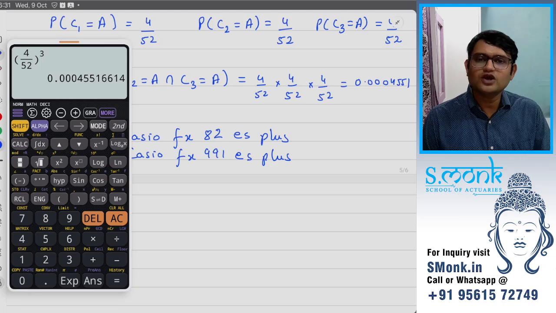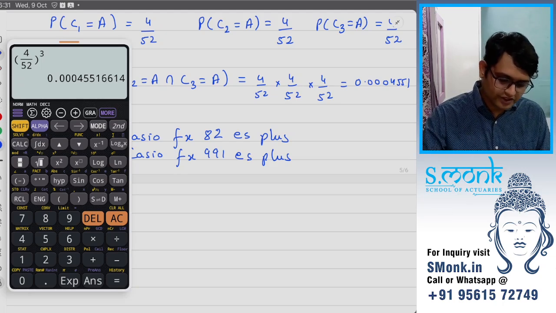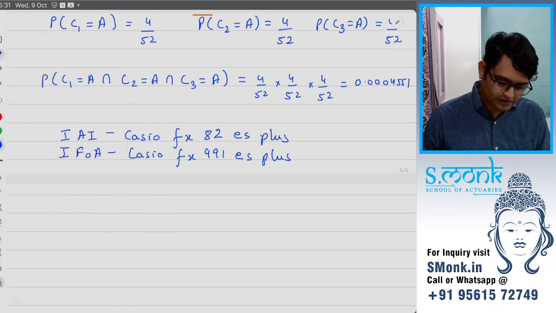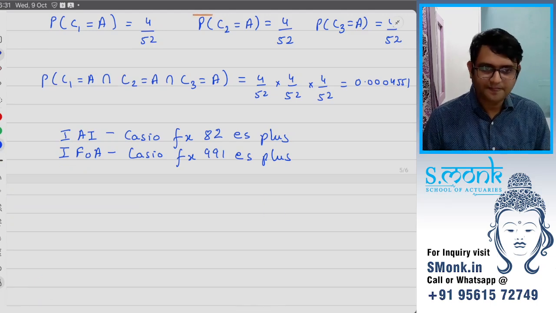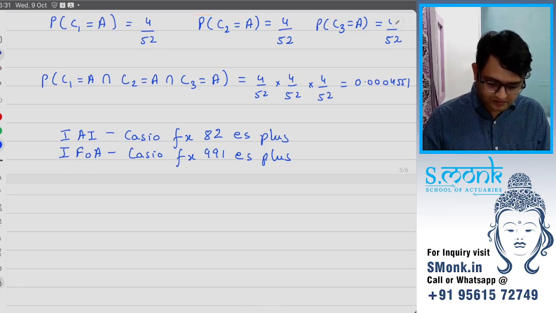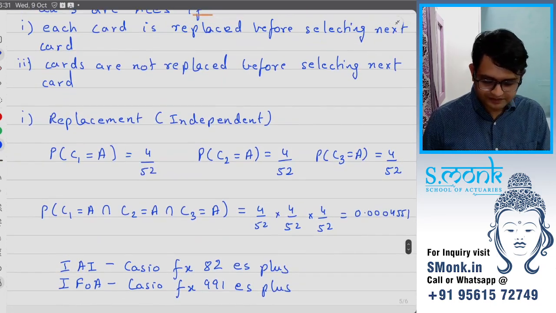As we go along, I will be teaching you different things, different functionalities of this calculator. Right now let's keep it aside. Let's go to the second part.